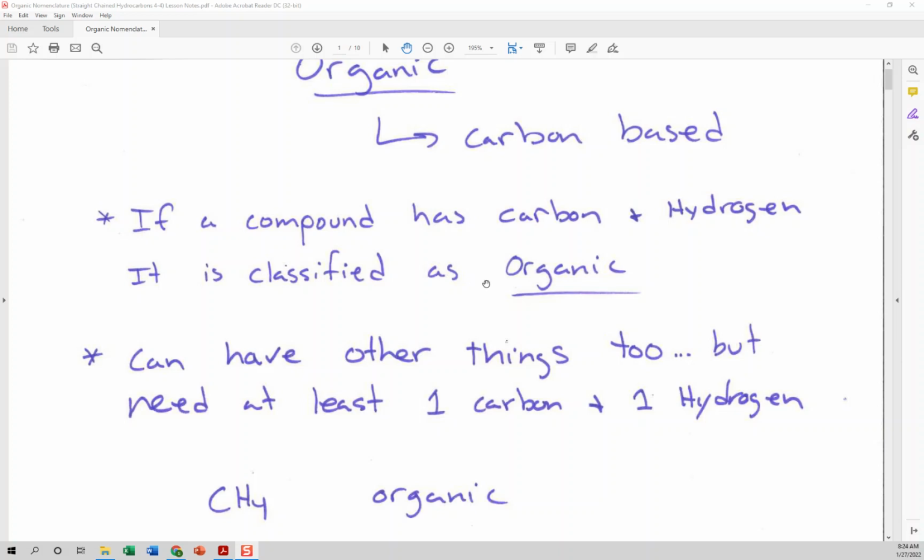So we have our classification flow chart. If you've got a metal or ammonium, you know that's ionic. If you've got H in front, you're thinking acid. If you have two nonmetals, you're thinking covalent. And now, if you've got carbon and hydrogen, again, it could be some other stuff, but if you have carbon and hydrogen, you're organic.